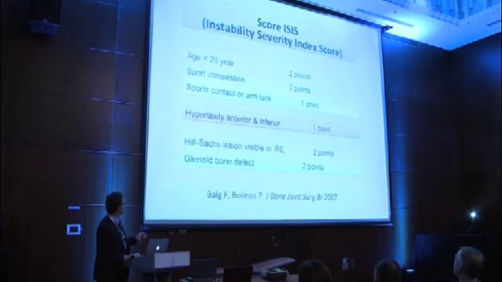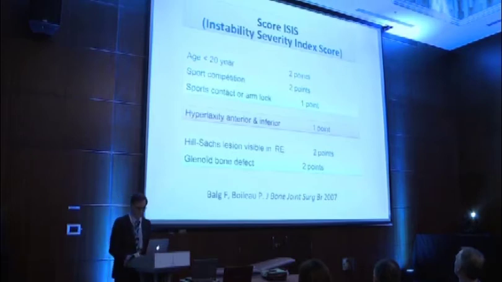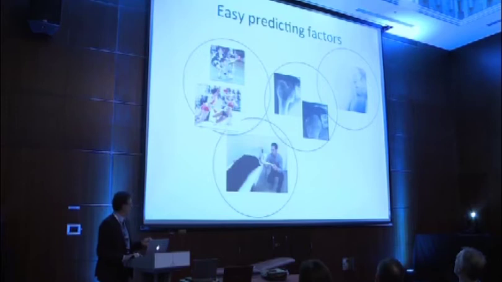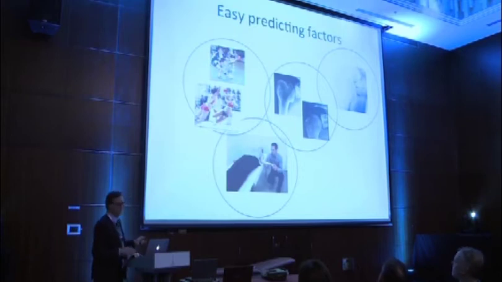If he has hyperlaxity, 1 point. If he has a bone lesion on the glenoid or an Hill-Sachs lesion, you have 2 and 2 more points. You see, it's not very difficult to get some points in this classification. Is it possible to find it by asking some questions? You're playing handball in competition, so you are already at 4 points with one question. It takes less than 1 second.